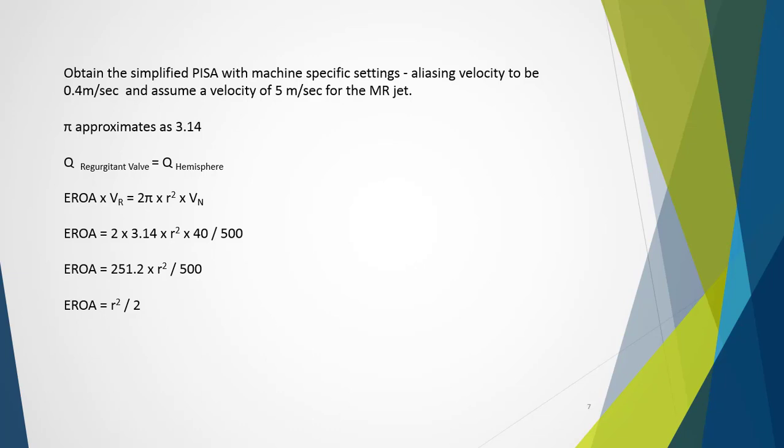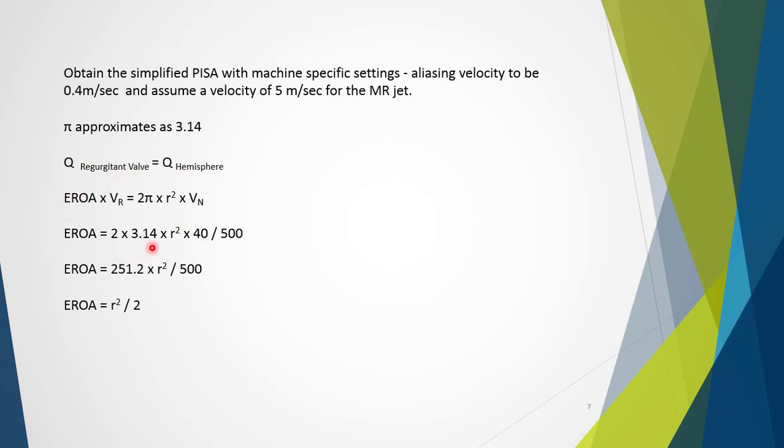We set the machine setting for aliasing velocity to be 0.4 meters per second, which is Vn in our equation here. We know that pi approximates 3.14, and thus working with our calculation that flow in the regurgitant valve is equal to flow in the hemisphere.